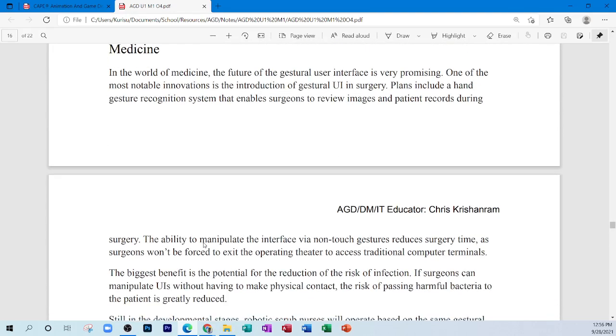So in medicine now, how is gesture being used in medicine? Zain?